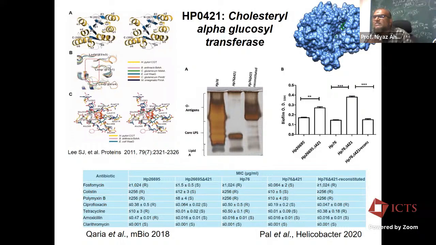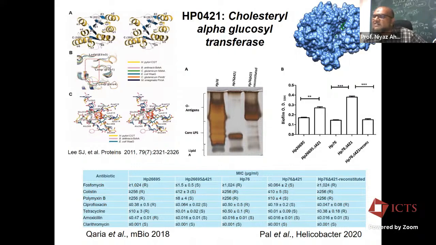But the interventions, you cannot find them every day. The discovery path is very difficult, particularly in this country, and anti-infective discovery is especially difficult. It is less rewarding and very time consuming. But some things just come by. For example, in Helicobacter, we saw this particular target 421. 421 of Helicobacter is the cholesterol alpha glycosyl transferase.